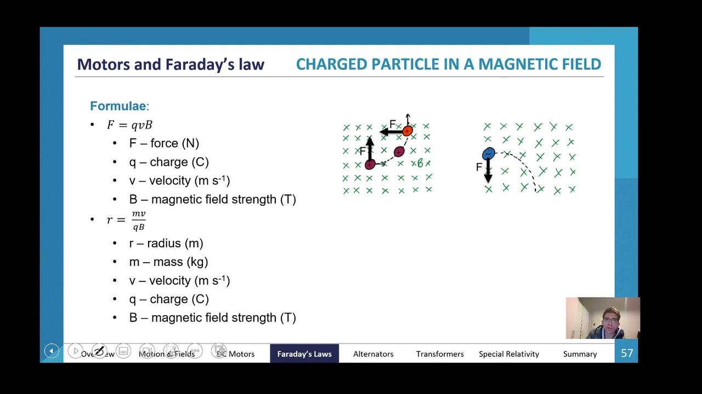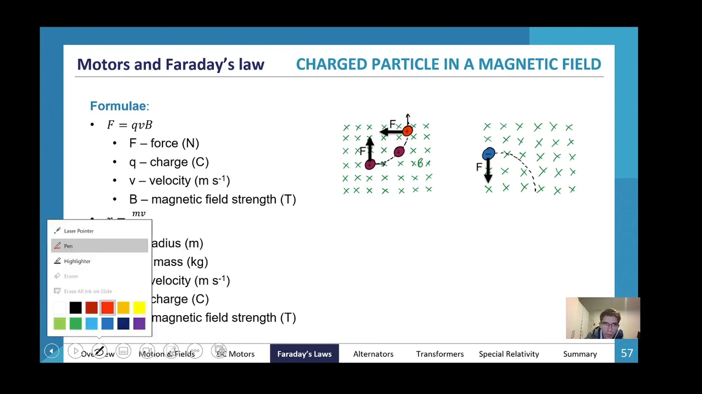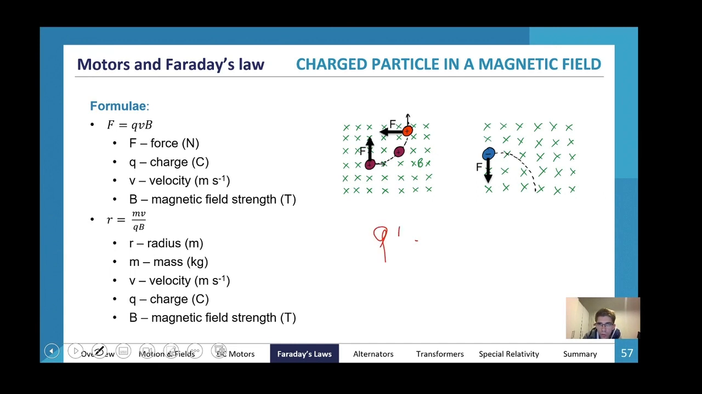So QVB will be the force by the magnetic field, where Q is the charge in coulombs, V is the velocity, and B is the magnetic field strength. But we also know that this is mimicking centripetal motion. That is, QVB is equal to mv squared on r.